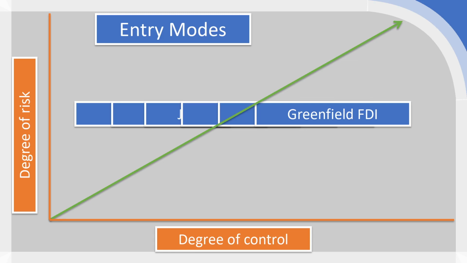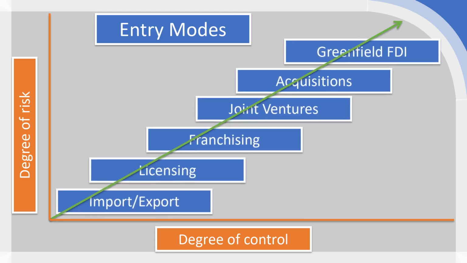So we're going to arrange our 6 entry modes along this principle, and we have importing and exporting as the entry mode with the lowest degree of control, but also then the lowest degree of risk, going all the way through to greenfield FDI, which offers the highest degree of control, but also represents the highest degree of risk. Looking at our first entry mode along this table, which is importing and exporting.